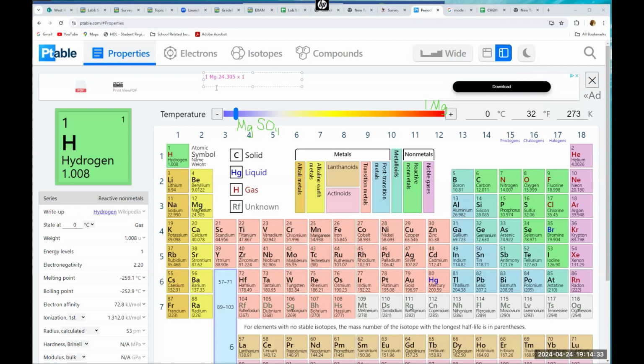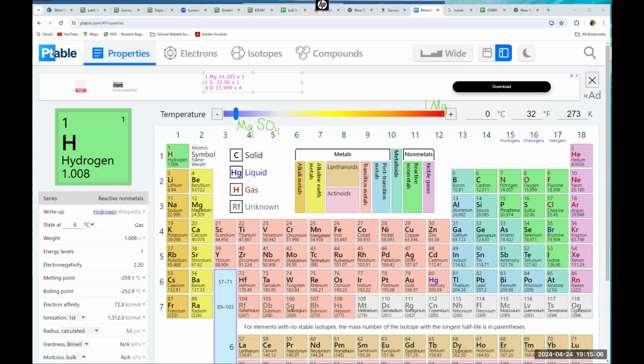Okay, and then how many sulfurs? One? Okay, we have 1 sulfur. And sulfur weighs 32.06, times 1, 32.06. And oxygen is 4. Okay, so we got 4 oxygens. 15.999 times 4.